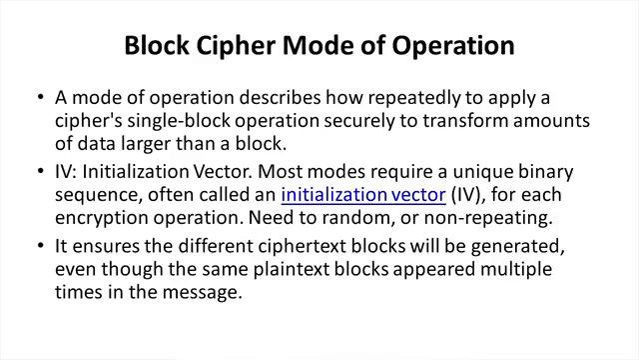IV is defined to be initialization vectors. Most cipher modes of operation require a unique binary sequence, often called an initialization vector, for each encryption operation. They need to be random and non-repeating. It ensures that different ciphertexts are generated, so that even the same plaintext, which could appear multiple times in the messages, looks different each time.